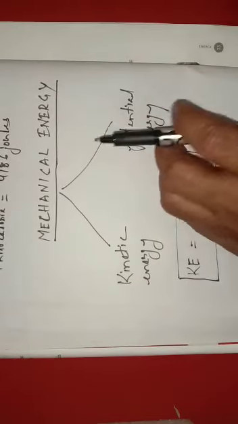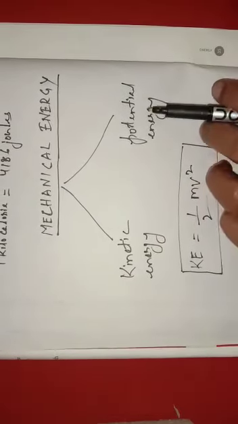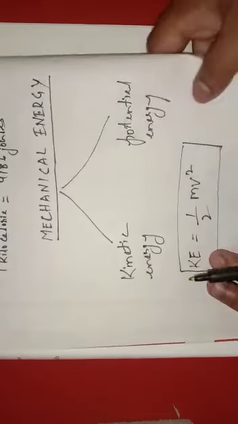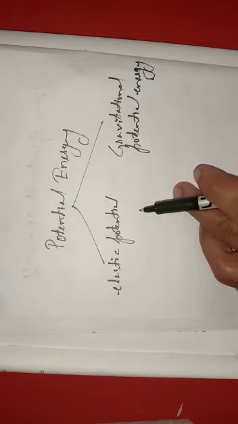The second type of mechanical energy is potential energy. So what is potential energy? Potential energy is the energy which is possessed by the body by the virtue of its position. Now potential energy is of two types: gravitational potential energy and elastic potential energy. So let us understand what is gravitational potential energy and what is elastic potential energy.